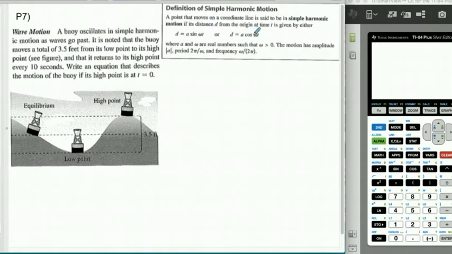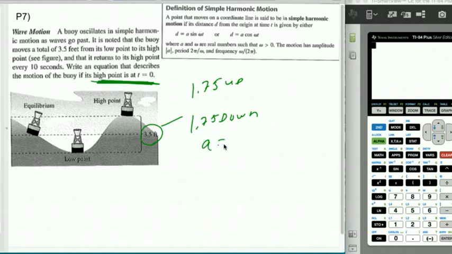Now I'm going to use the same formula, but this time they tell me that it starts at its high point at t is 0. So a buoy oscillates in simple harmonic motion as waves go past. It is noted that the buoy moves a total of 3.5 feet from its low point to its high point. So see how the total is 3.5 feet? That means that it's moving 1.75 feet up and then 1.75 feet down. We're going to call equilibrium 0, and that means the amplitude, the absolute value of A, is 1.75.